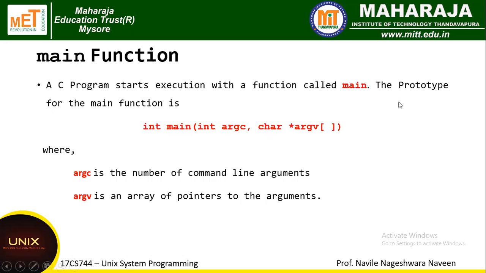Even in a C program, program execution starts with the main function. A general prototype of a main function is as shown to you, which accepts two parameters. One is ARGC, the other one is ARGV. ARGC is going to have the number of arguments which are passed to the main function, whereas ARGV is a vector, an array, which is going to contain the actual arguments passed to the main function.